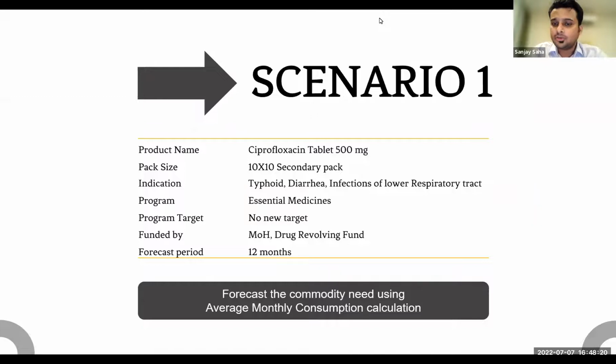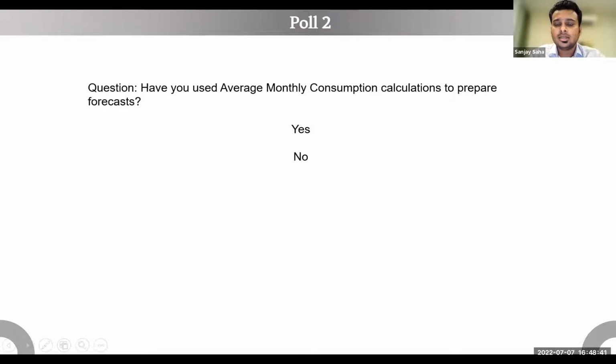So this is the scenario for ciprofloxacin. The objective is to prepare the forecast of this product using average monthly consumption. This is the method that we're using in this scenario, AMC, average monthly consumption. Before I show you this, let me quickly do this poll and then go to the Excel sheet. Priyanka, can you quickly launch this poll by the time I share my screen, and then you can stop sharing your screen so that everyone can see my screen.